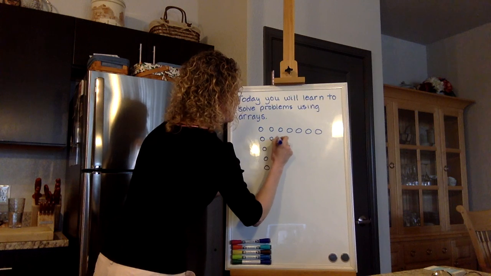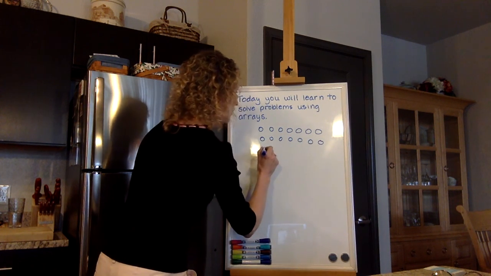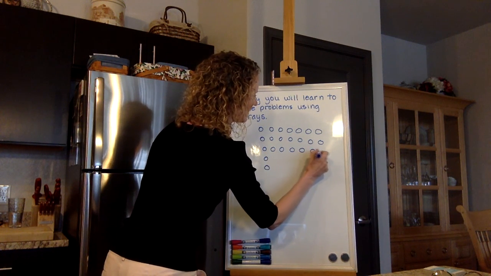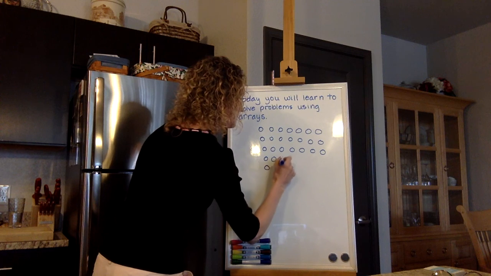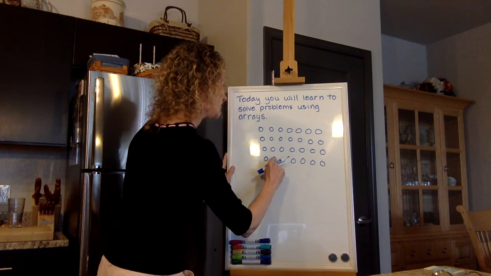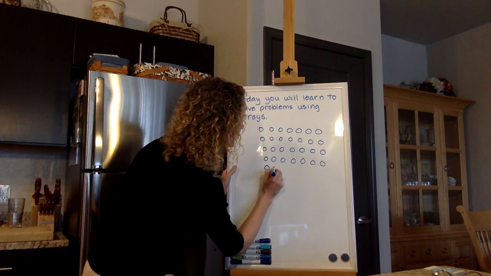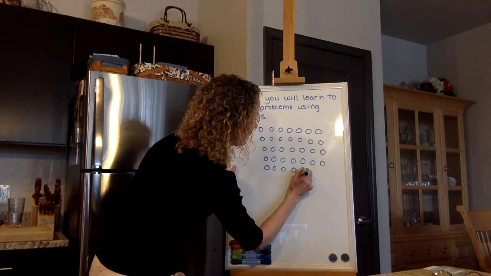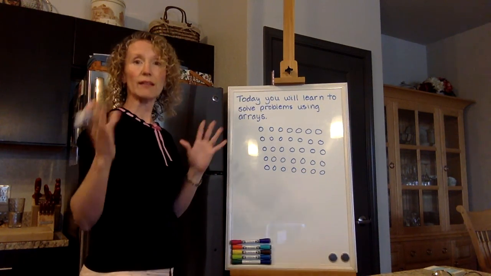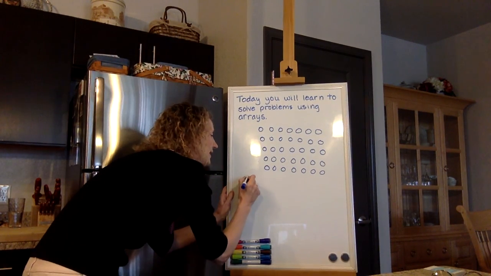1, 2, 3, 4, 5, 6, 7. 1, 2, 3, 4, 5, 6, 7. 1, 2, 3, 4, 5. Whoops. 1, 2, 3, 4, 5, 6, 7. I counted wrong that time. 1, 2, 3, 4, 5, 6, 7. So you see why it's important that you do it neatly. You take your time.